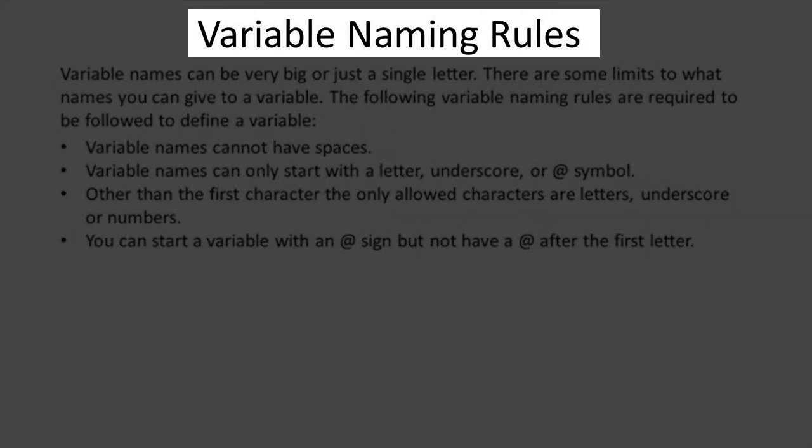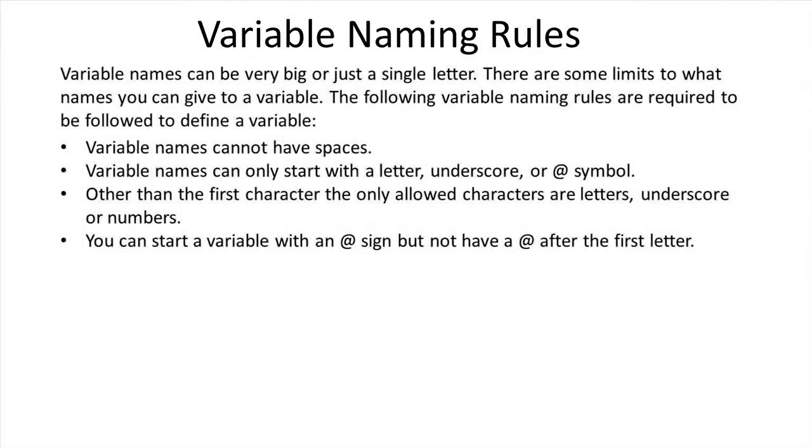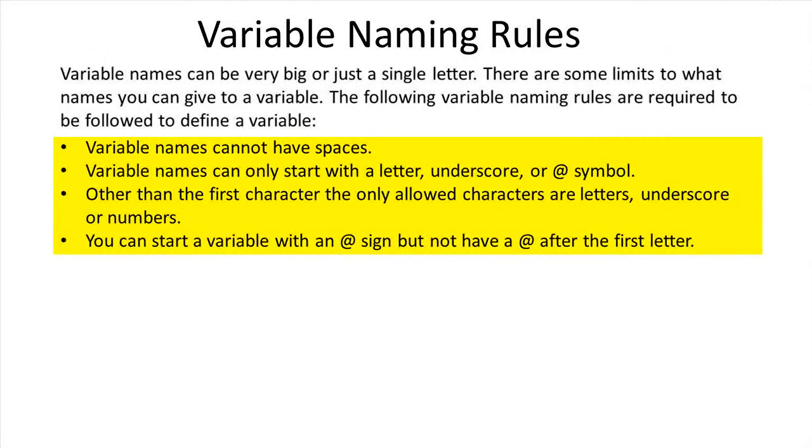Can you name a variable anything you want? Almost. There are a few restrictions. Variable names cannot have spaces. Variable names can only start with a letter, underscore, or @ symbol. Other than the first character, the only allowed characters are letters, underscores, or numbers. You can start a variable with an @ sign, but not have an @ after the first character.